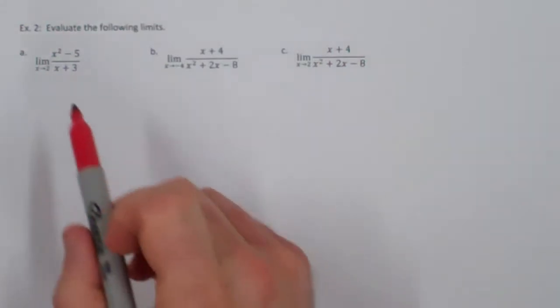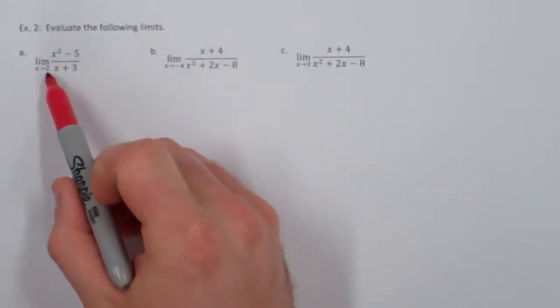In example 2, we need to evaluate the following limits. And we're going to try to evaluate these algebraically, and we can also take a look at some of them graphically if we need to. With this first one, we've got the limit as x approaches 2.